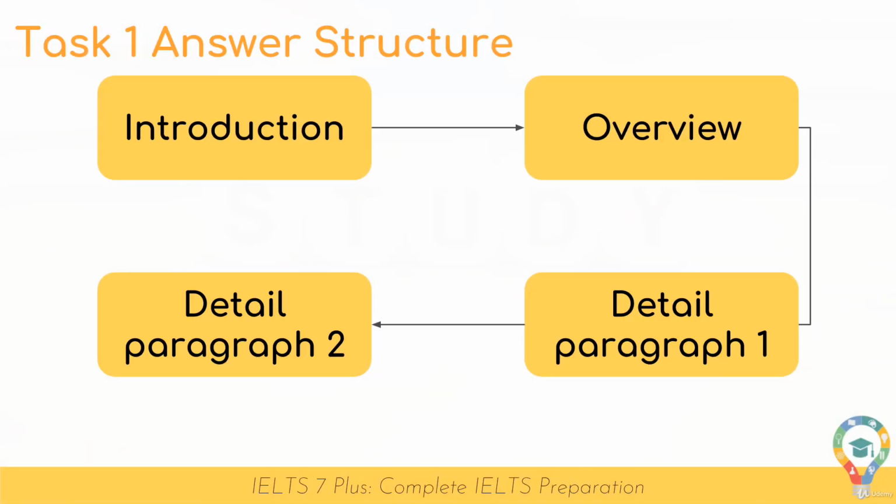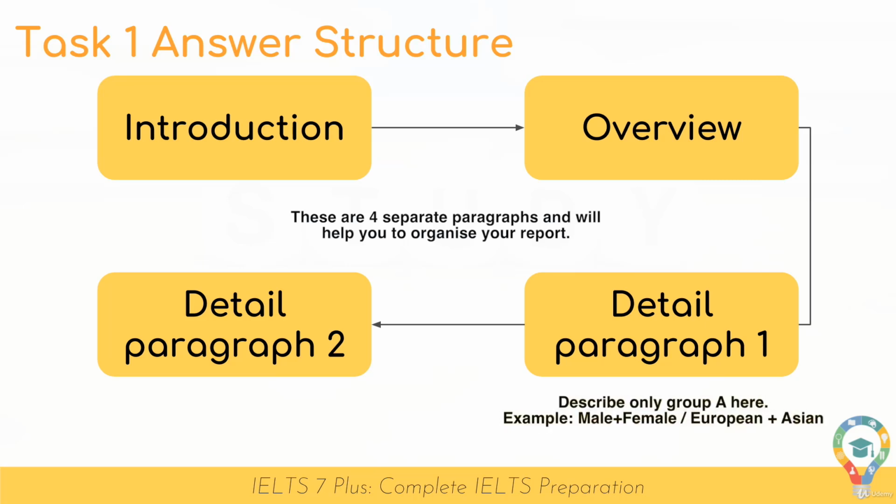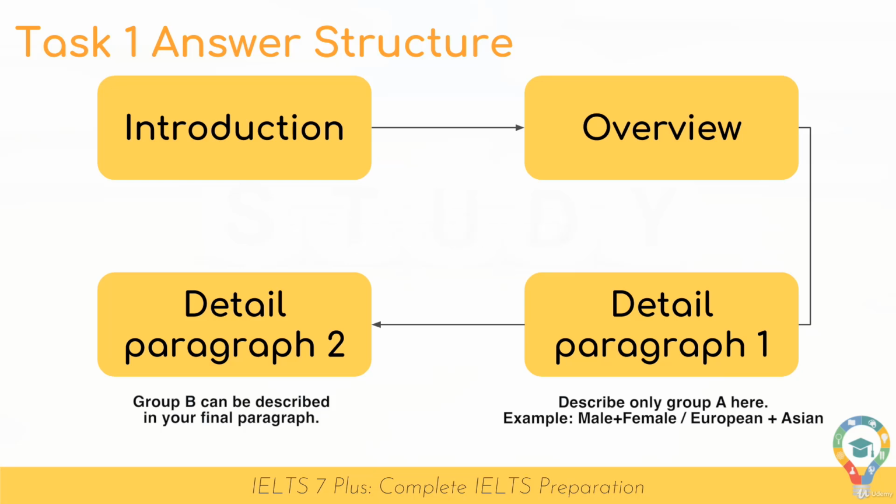Okay, so here is the 4-step sequence. We begin with an introduction and then move to the overview, which I mentioned is in the band descriptors. In previous lessons, I mentioned splitting the visual information into 2 groups. Here you can see we have 2 detailed paragraphs, and this is where you can talk about the 2 groups of data from the question. I would highly suggest pausing the video at this point in the lesson and writing the 4 steps down.